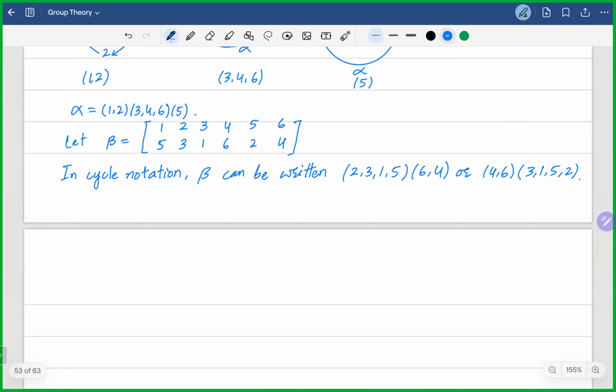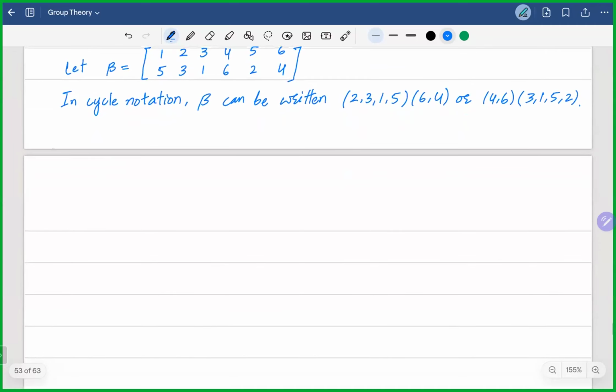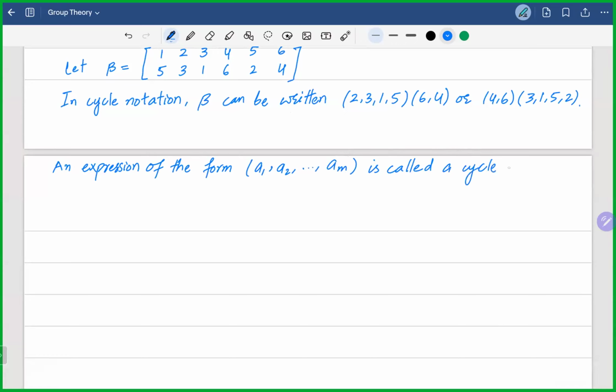Now, an expression of the form (a1 a2 ... am) is called a cycle of length m, or an m-cycle.